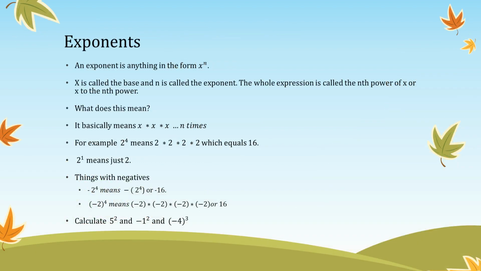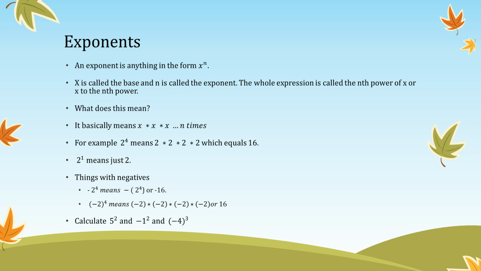So, exponents. An exponent is anything in the form x to the n. x is called the base, and n is called the exponent. The whole expression is called the nth power of x, or x to the nth power. What does this mean?